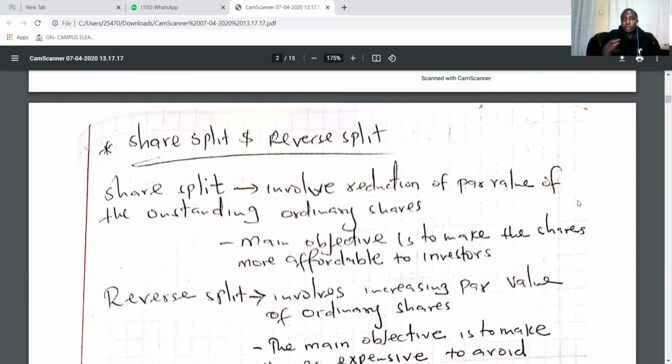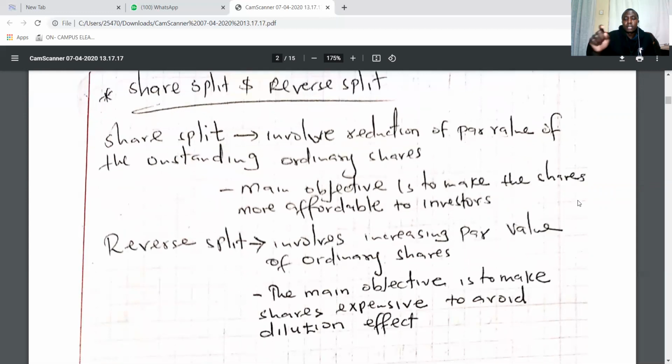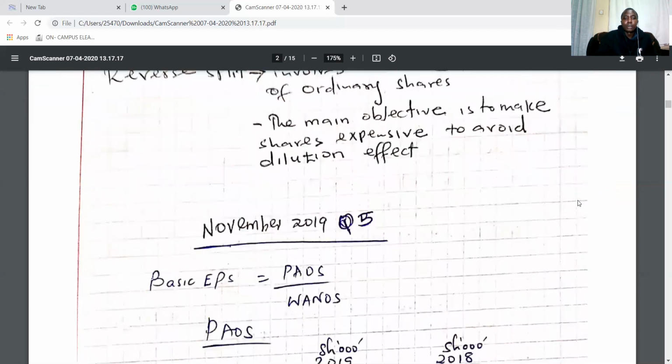Then the aspect of reverse split involves now increasing the par value of ordinary shares. And the main objective of doing that is to make the shares expensive to avoid dilution effect. So whereby you reverse now, you increase the par value so that you would avoid the aspect of your shares becoming valueless. That is the aspect of making them expensive to avoid the dilution effect.